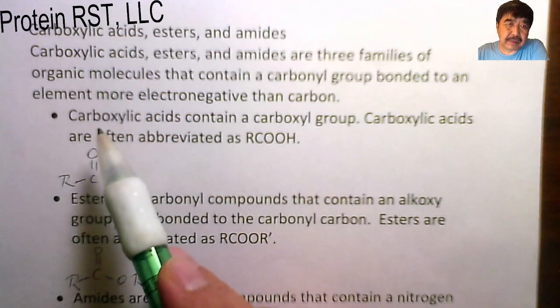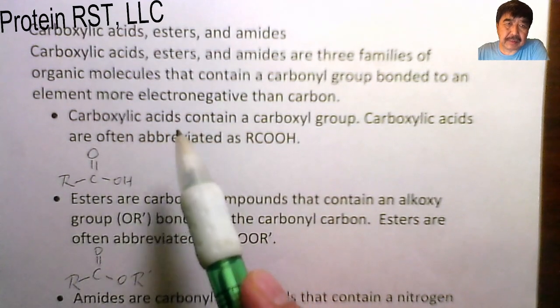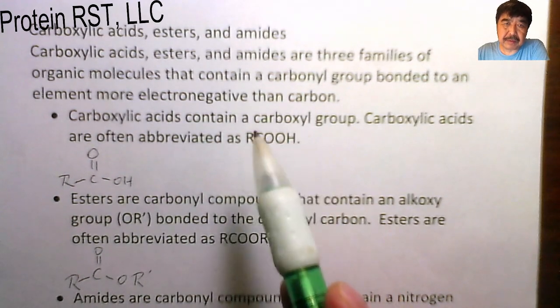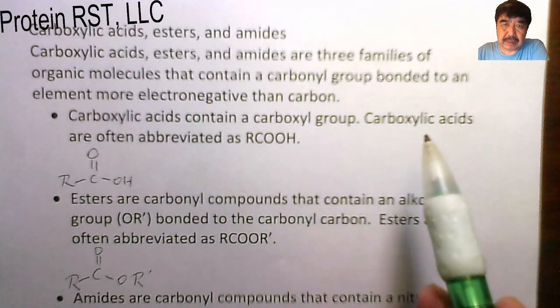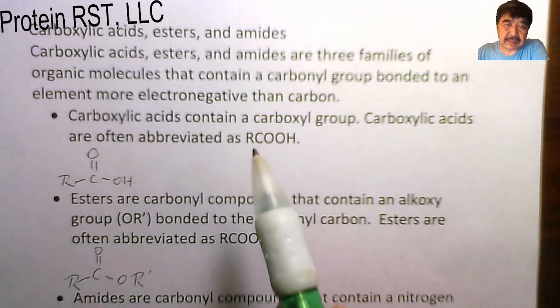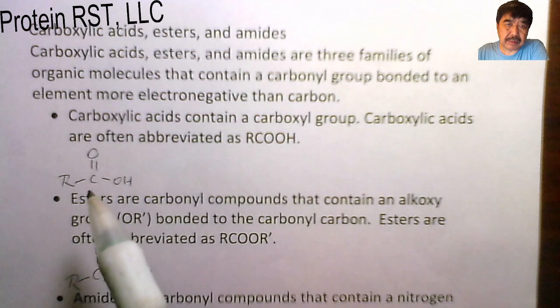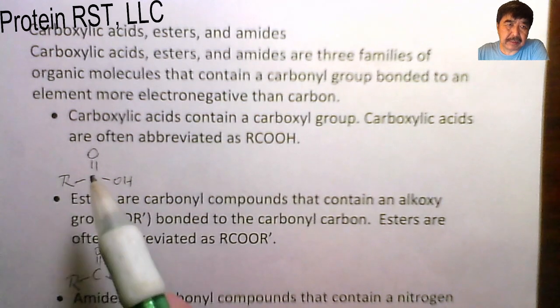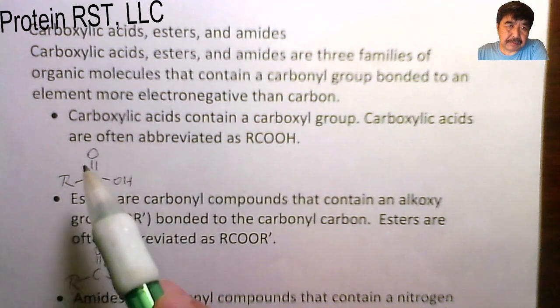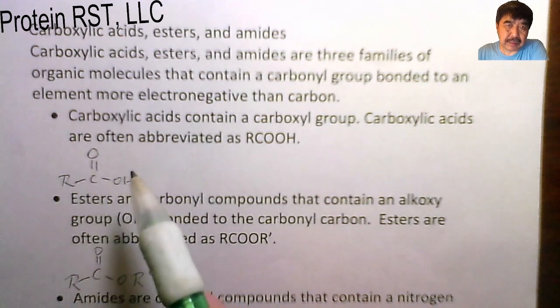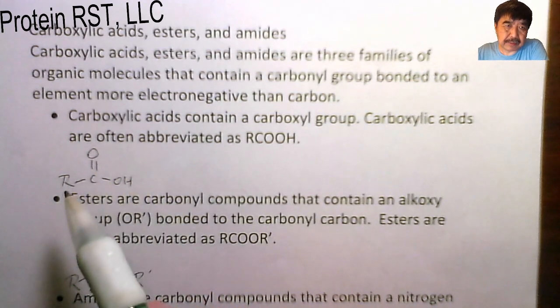First, let's take a look at the carboxylic acid. Carboxylic acid contains a carboxy group. Carboxylic acid is often abbreviated as RCOOH. This is the structure of carboxylic acid. This is a carboxy group: the carbonyl group plus the hydroxy group is altogether called a carboxy group. This is the R group.